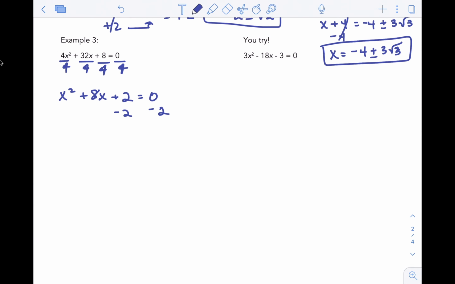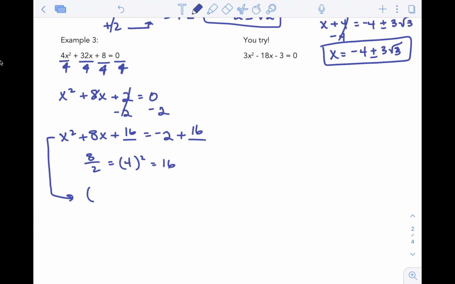We kick the constant over. We make room and build in our blanks. What goes in the blanks? Well, 8 divided by 2 is 4. 4 squared is 16. This has enabled you to write the perfect square trinomial that you just manipulated and made happen on the left as a factored x plus 4 squared.